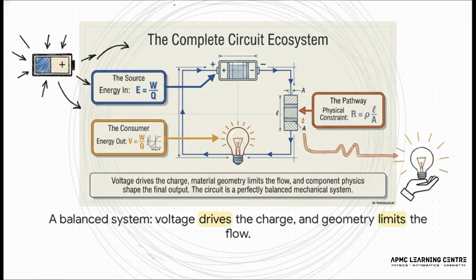When you look at it this way, it's really a perfectly balanced system. You have the source, which provides the energy, the EMF, to get the charge moving. You have the pathway itself, the wires, whose physical shape and material create the basic resistance. And then finally, you have the consumer, those special components with their unique physics that take that flow of energy and shape it to create a final output, like the light from a bulb.